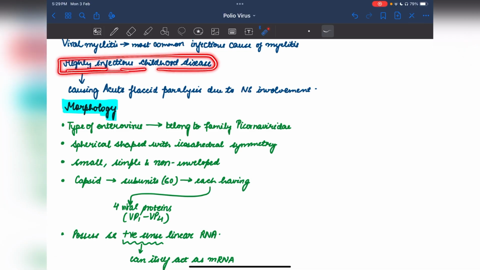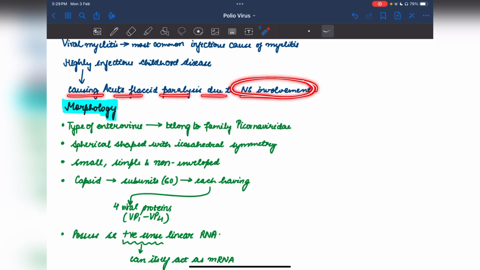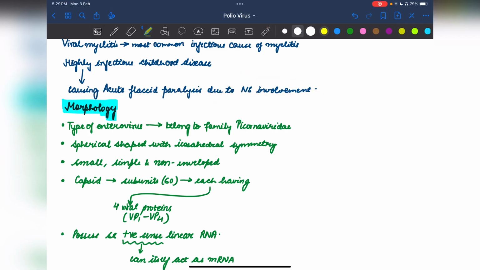Very highly infectious it is. It causes acute flaccid paralysis due to nervous system involvement. So the important point to learn here is that it causes acute flaccid paralysis, or in short form you can remember it as AFP, acute flaccid paralysis. It is one of the characteristic features of poliomyelitis.